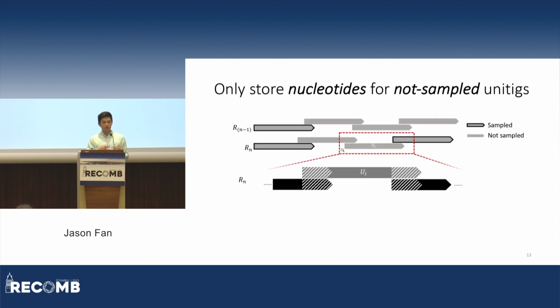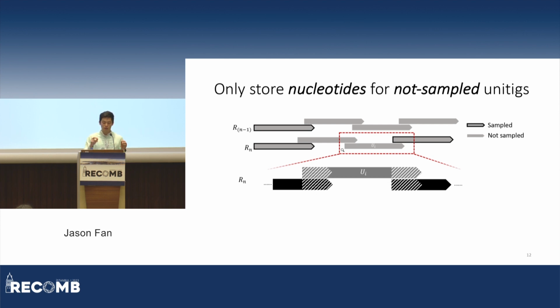What's crucial in getting from a log number of bits per unitig to a constant number of bits for a not sampled unitig is that we very carefully store nucleotides for these not sampled unitigs. So again, we have a tiling, and I'm going to zoom in and show you what we store exactly for every single occurrence of a not sampled unitig.